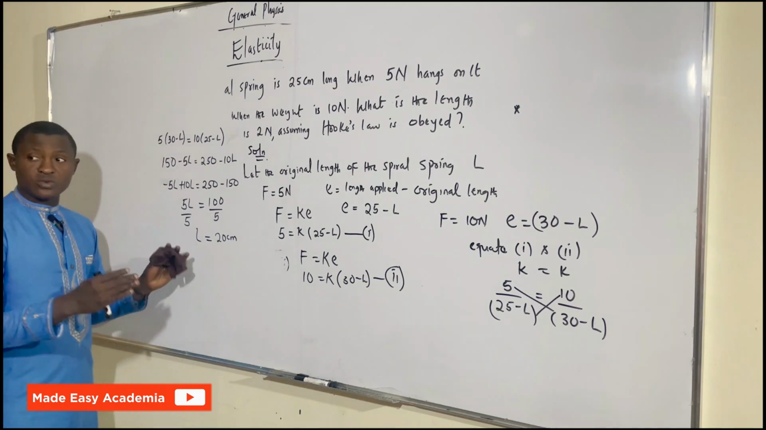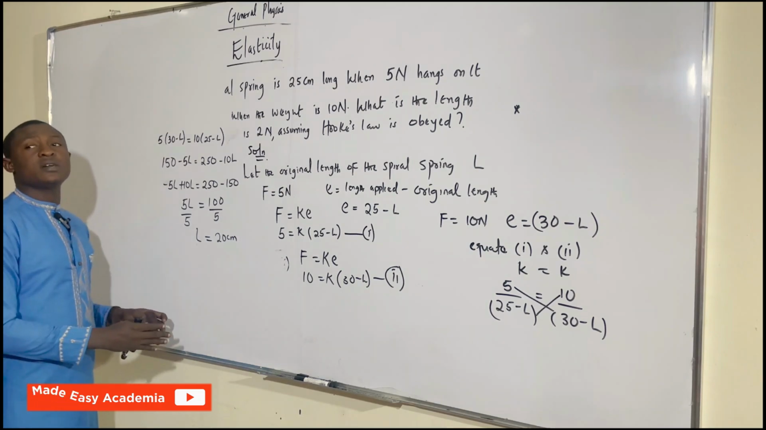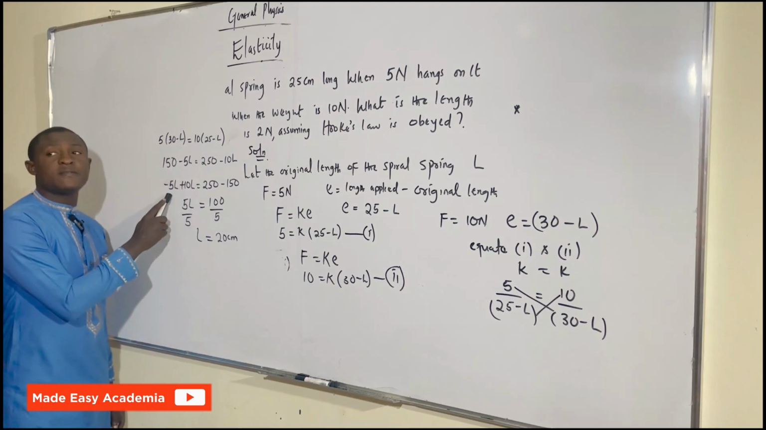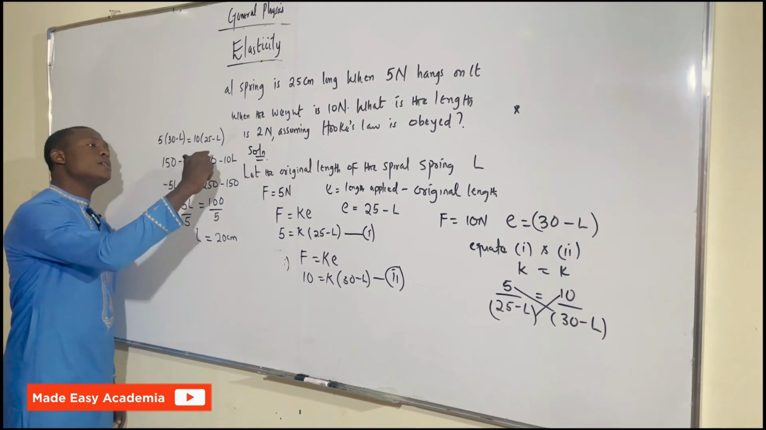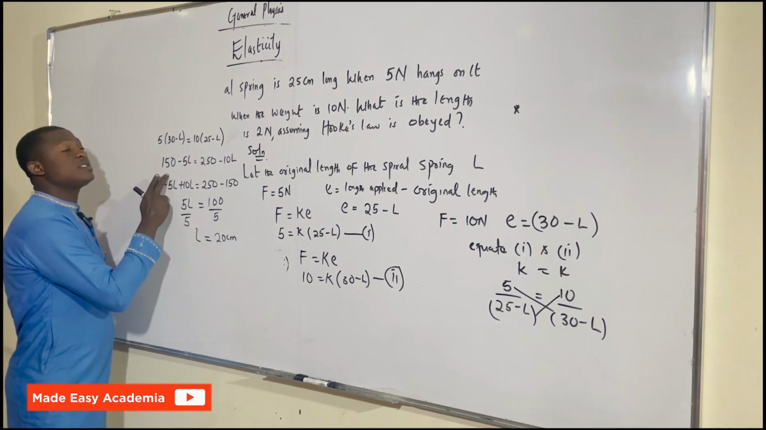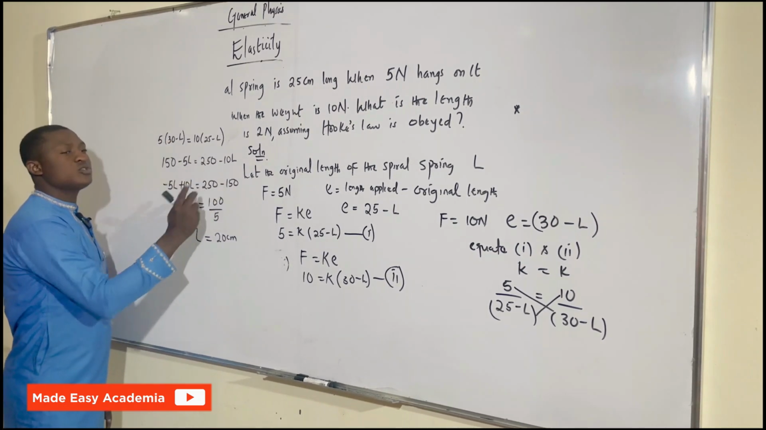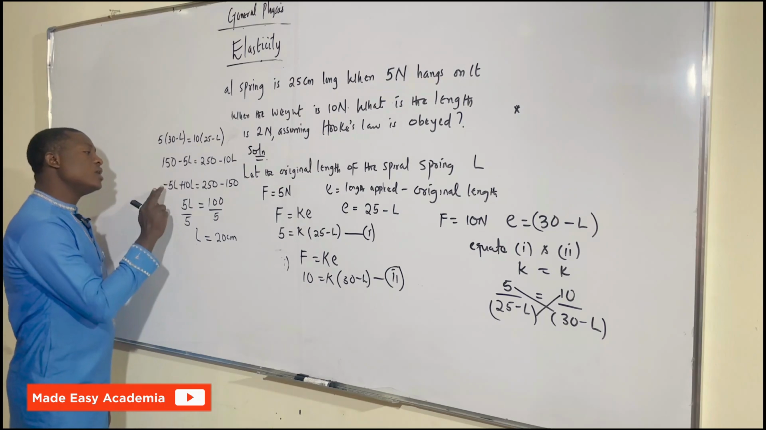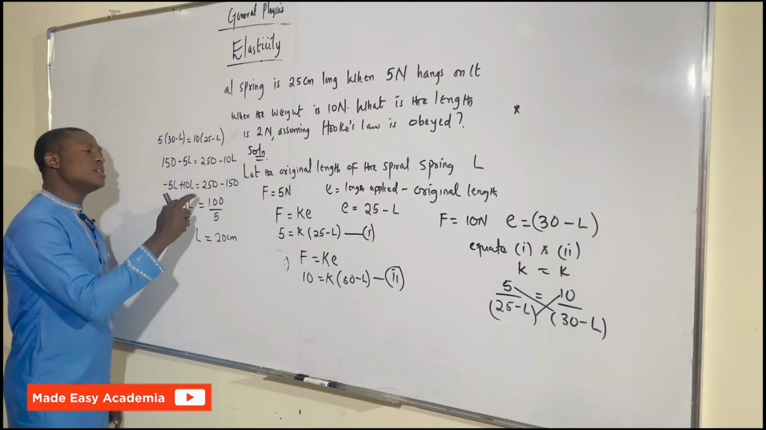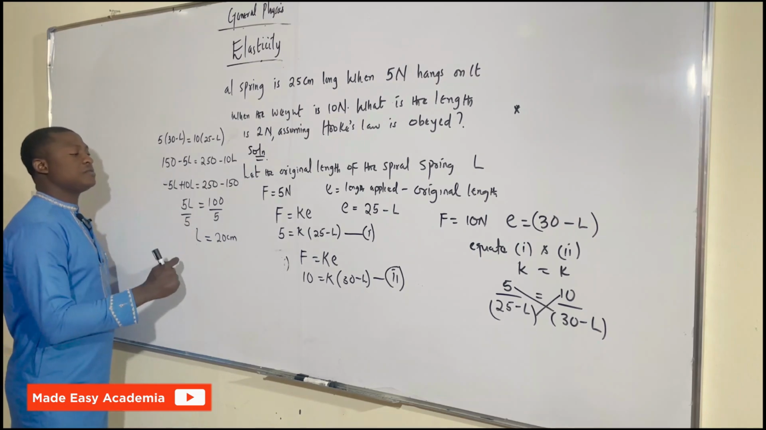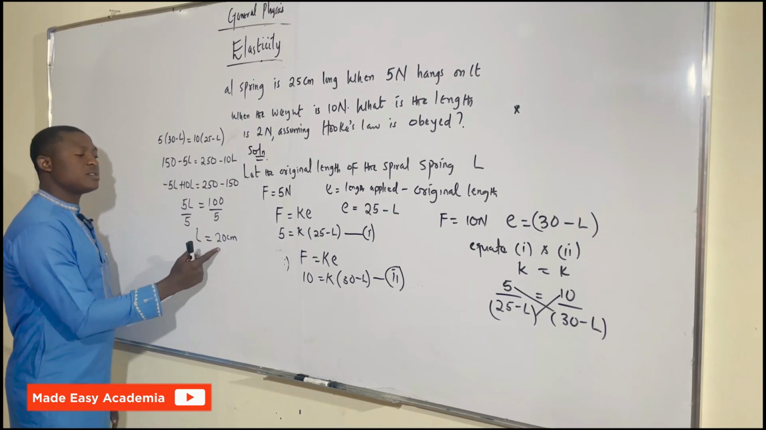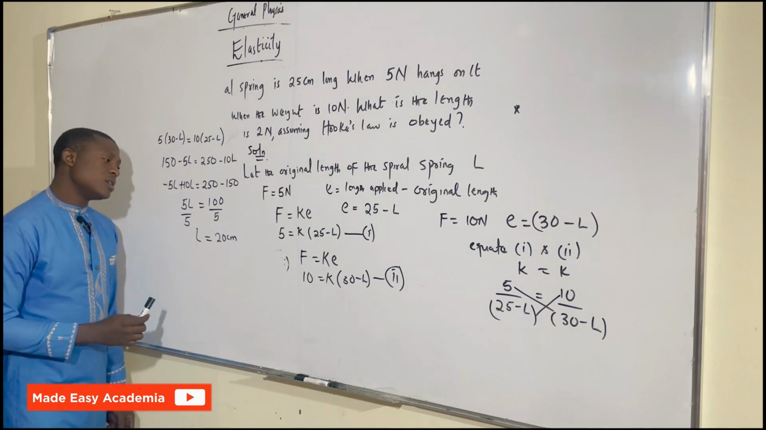So the next thing is just collection of like terms. The one with L to one side, the one without L to the other side. So we have minus 5L here, plus 10L is equal to 250. This is 150, so when it comes here, it's going to become minus 150. So minus 5L plus 10L, of course, we are going to have 5L, 250 minus 150, and we have 100. Since I'm looking for L, I divide all through by 5. So you can see my L now is 20 centimeters.